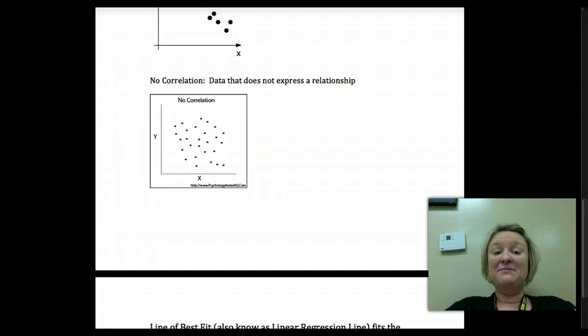If it's something like my years of teaching and my height, where there's no relationship, it'll be no correlation. There is no relationship between those 2 items, so the dots are just randomly placed.